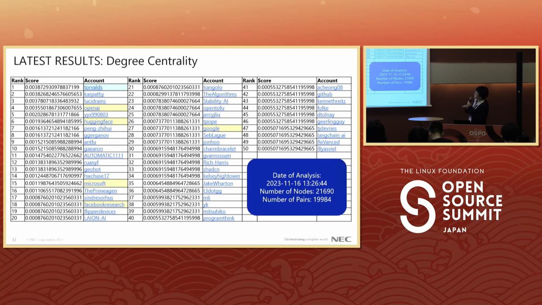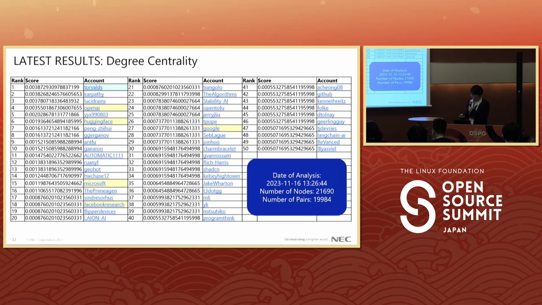This is the latest result, and Tuples is number one, and the yellow cells are famous organizations here: Microsoft, Facebook, Google. OpenTOF is here. Okay.